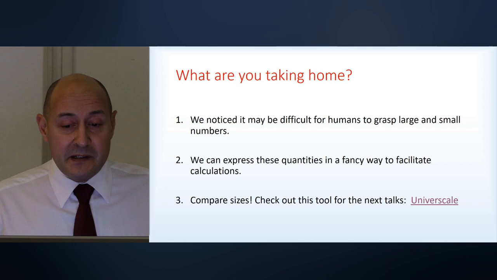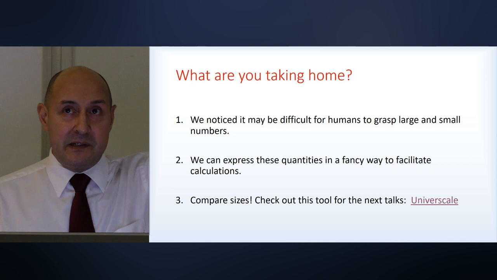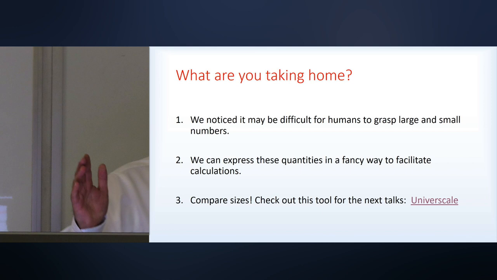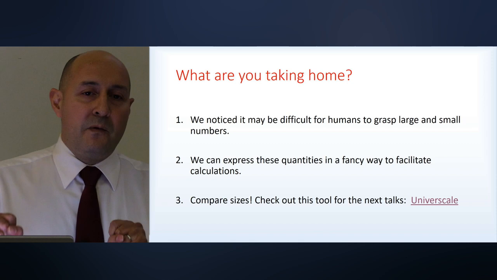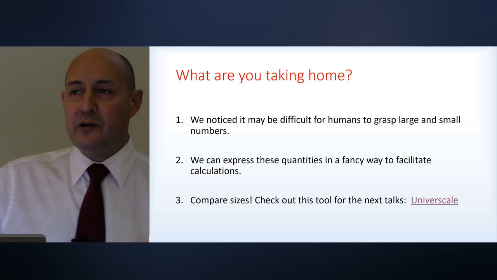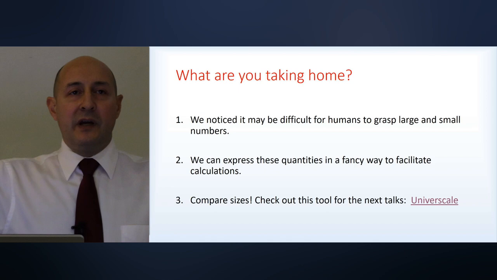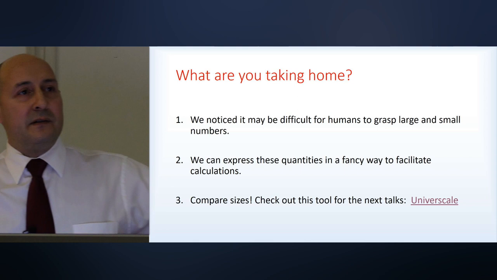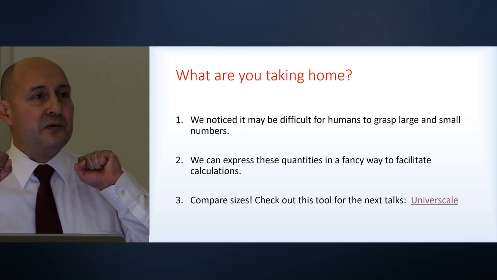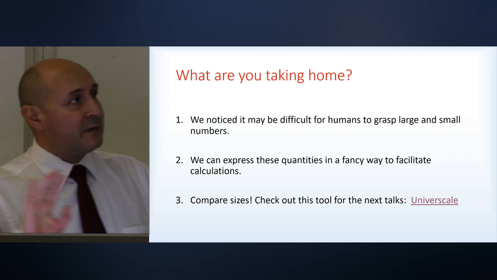We can express these quantities in a fancy way to facilitate calculations, which is the notation with the powers and the exponents. One of the goals of this talk was trying to introduce you to the notation that is going to be used in the talks that are coming. Each one of them is going to be at a different scale. We go from the cosmological scale that we start with to the quantum scale on the other side. And in the middle, we're going to have planetary, and micro and nano and so on.